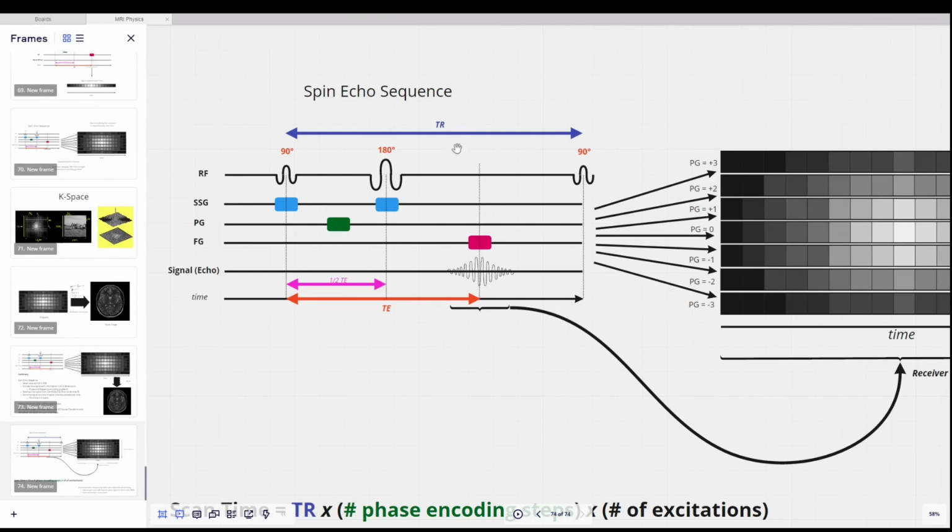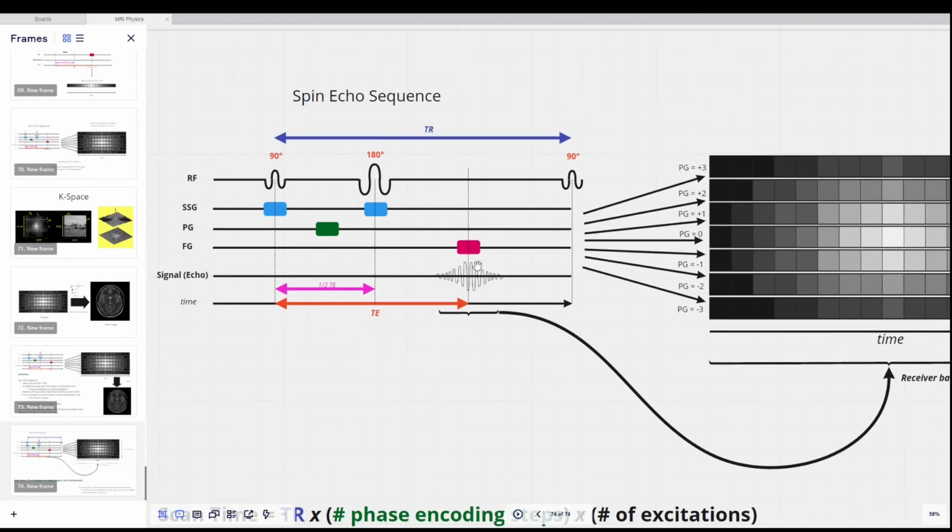A couple other things to note. Again, remember, when we apply our 90-degree RF pulse, or our 180, we're applying a slice select gradient at the same time. So these go hand in hand.